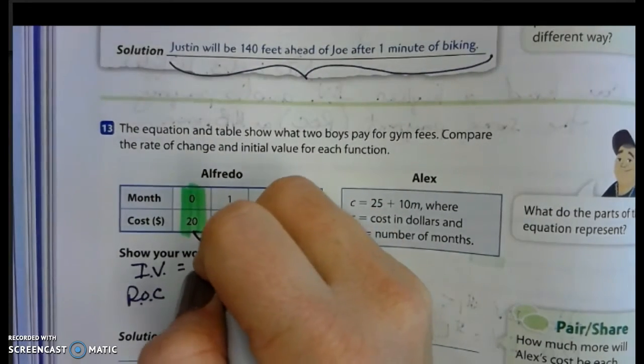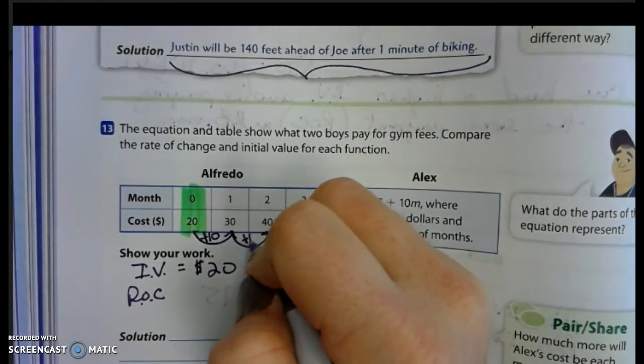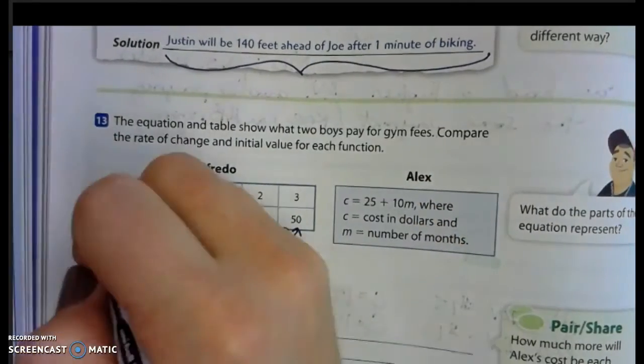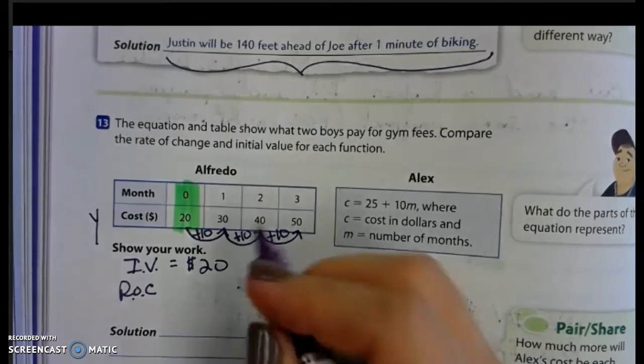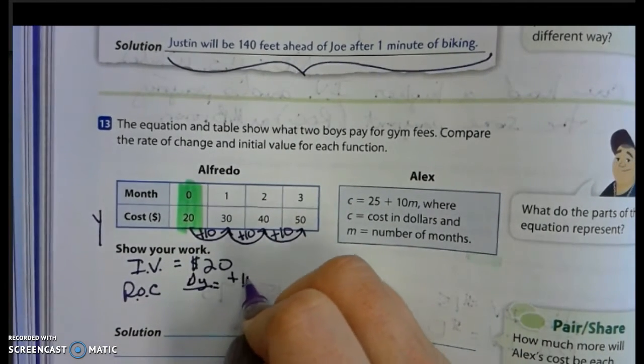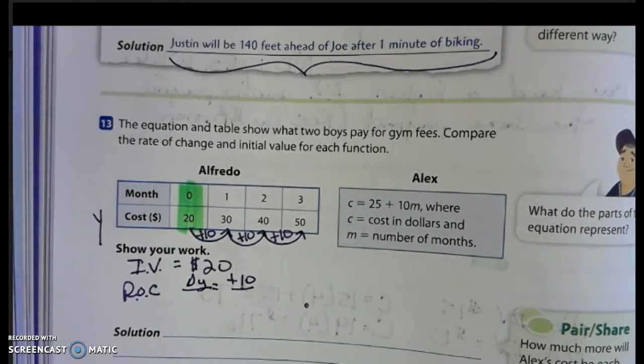From 20 to 30 is plus 10. From 30 to 40 is plus 10. From 40 to 50 is plus 10. Now, that's the change in your y's, or your delta y. Delta y is plus 10, plus 10 because it is increasing.